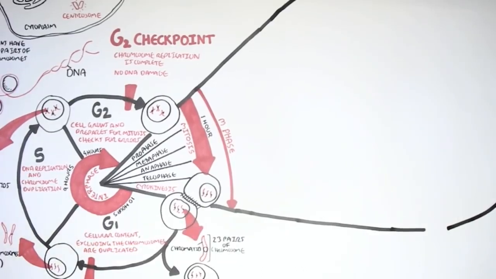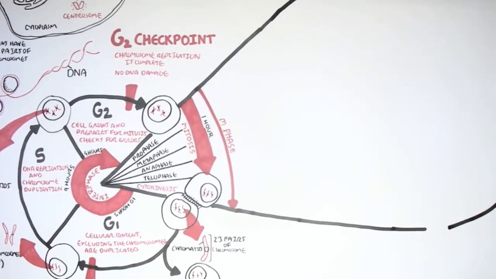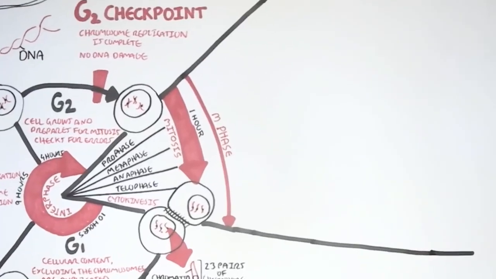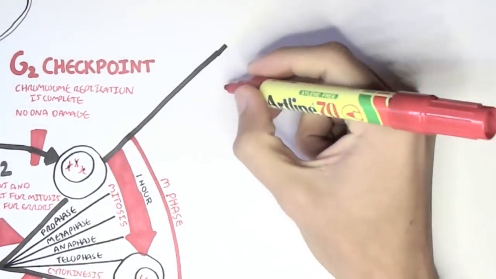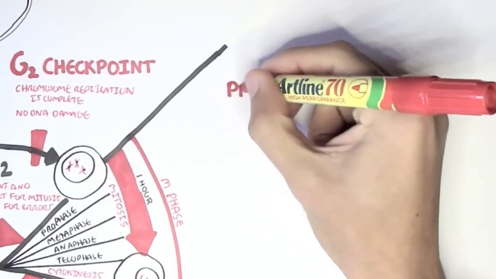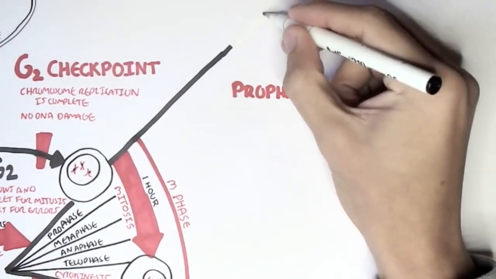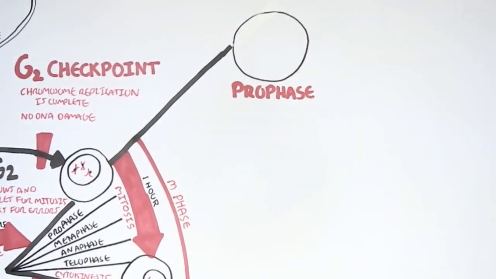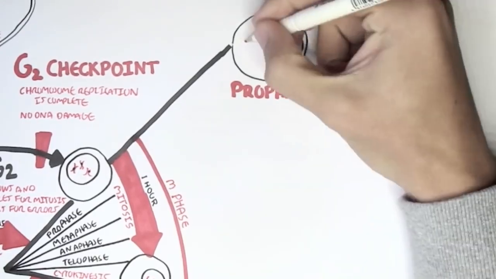Just recapping, the cell cycle consists of two main phases, the interphase and the M phase. Mitosis occurs within the M phase, and mitosis is the process where a cell will divide to produce two daughter cells. The first phase of mitosis is prophase. Here we have a cell with the duplicated chromosomes.